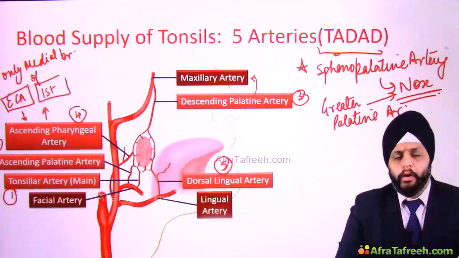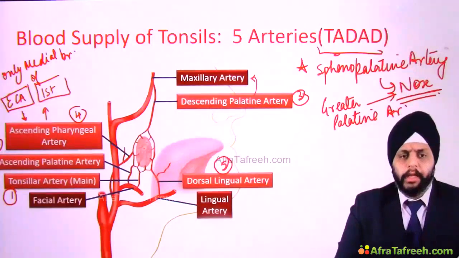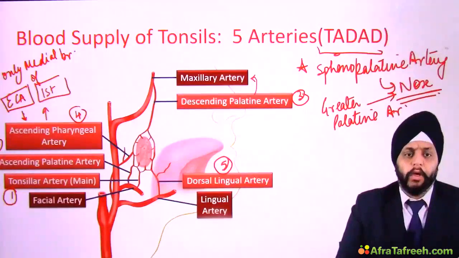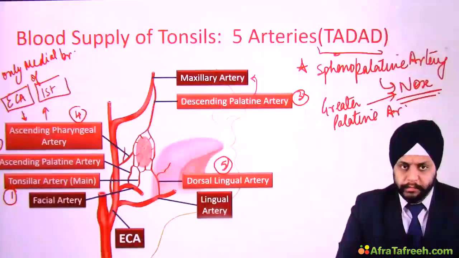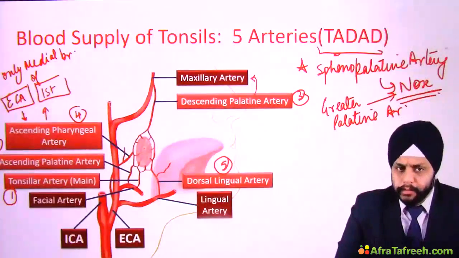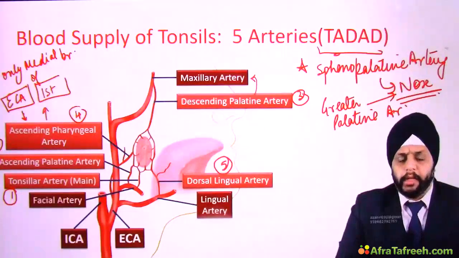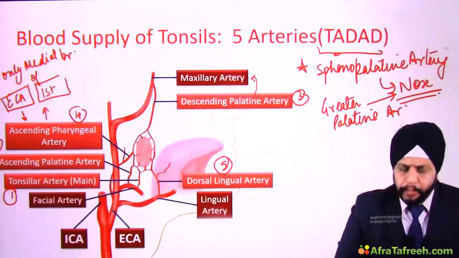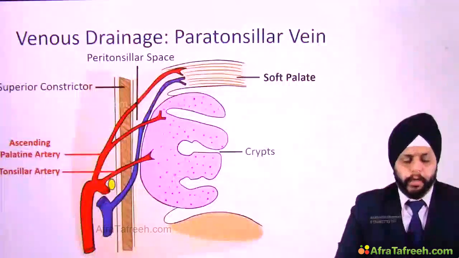Now you see, all these 5 arteries are branches or sub-branches of ECA. The ICA does not supply the tonsil. All these branches are branches of the external carotid artery system. Right? So that was the blood supply of the tonsil.